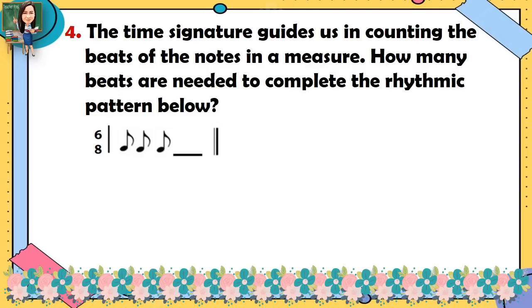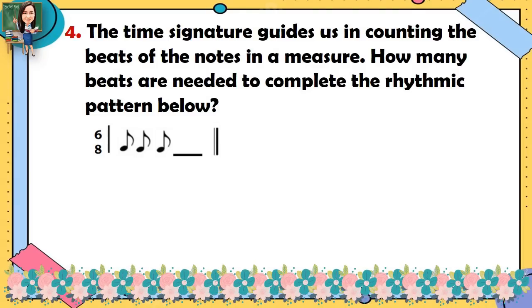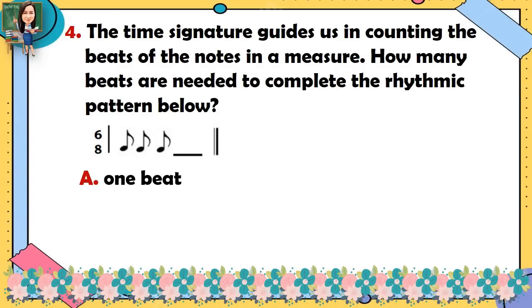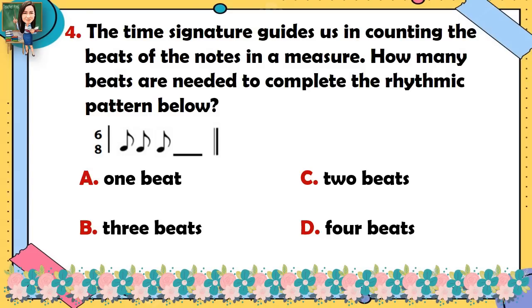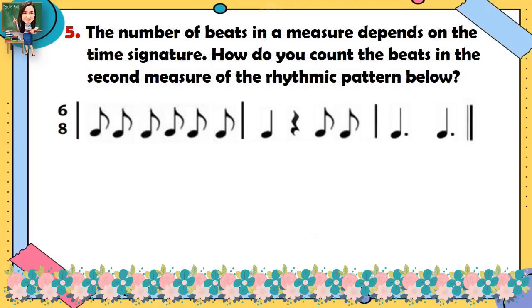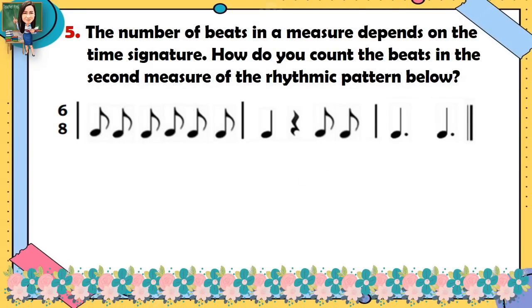Number 4. The time signature guides us in counting the beats of the notes in a measure. How many beats are needed to complete the rhythmic pattern below? A. 1 beat. B. 3 beats. C. 2 beats. D. 4 beats. What is the answer? Very good. The correct answer is letter B, 3 beats.